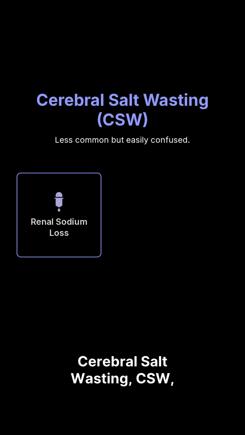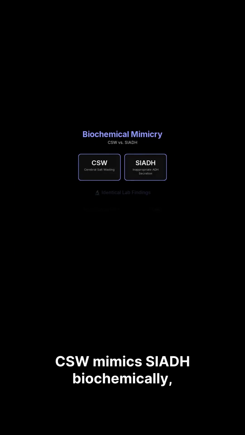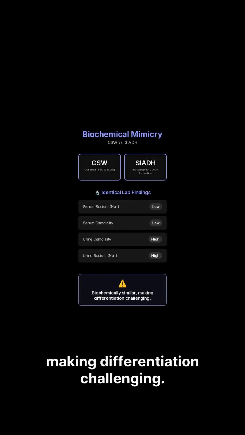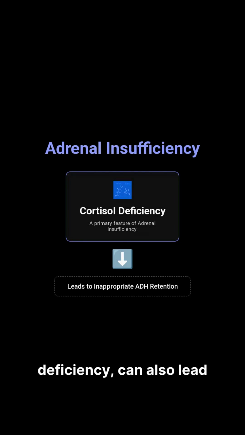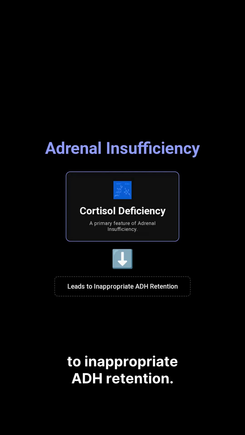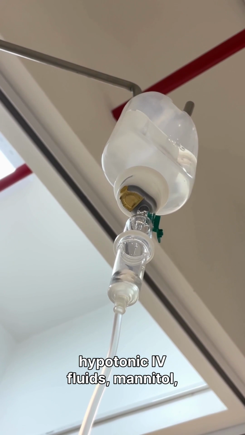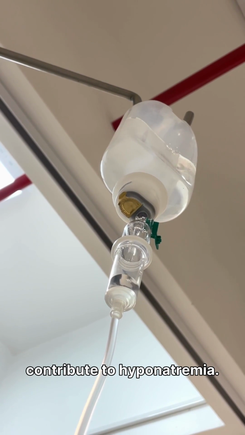Cerebral salt wasting, CSW, is less common but easily confused. It involves volume depletion from renal sodium loss. CSW mimics SIADH biochemically, making differentiation challenging. Adrenal insufficiency, a cortisol deficiency, can also lead to inappropriate ADH retention. Iatrogenic factors, such as hypotonic IV fluids, mannitol, or diuretics, can also contribute to hyponatremia.